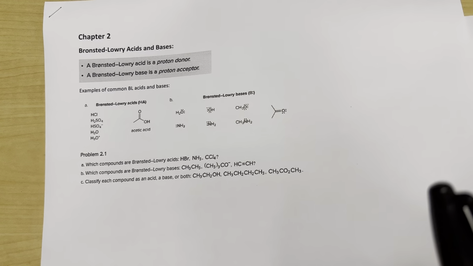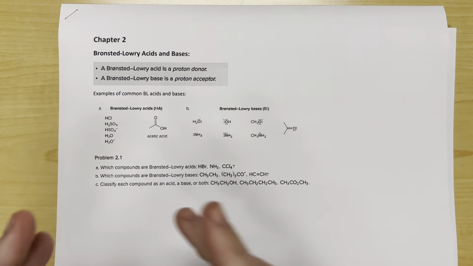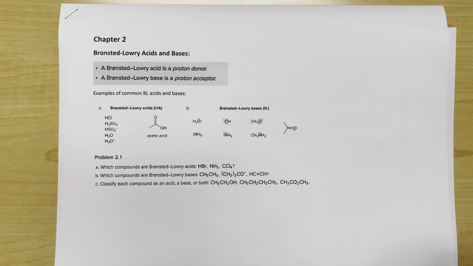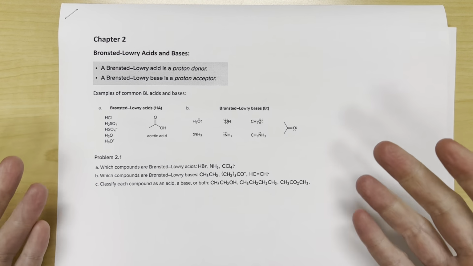So we're gonna talk about two different kinds of acids and bases. One being Bronsted-Lowry, which is gonna be the vast majority of what we talk about, and then the other being Lewis acids and bases, which are a little bit different, and we'll talk about that when we get there. So let's start with Bronsted-Lowry. That's kind of the more common one you're used to.